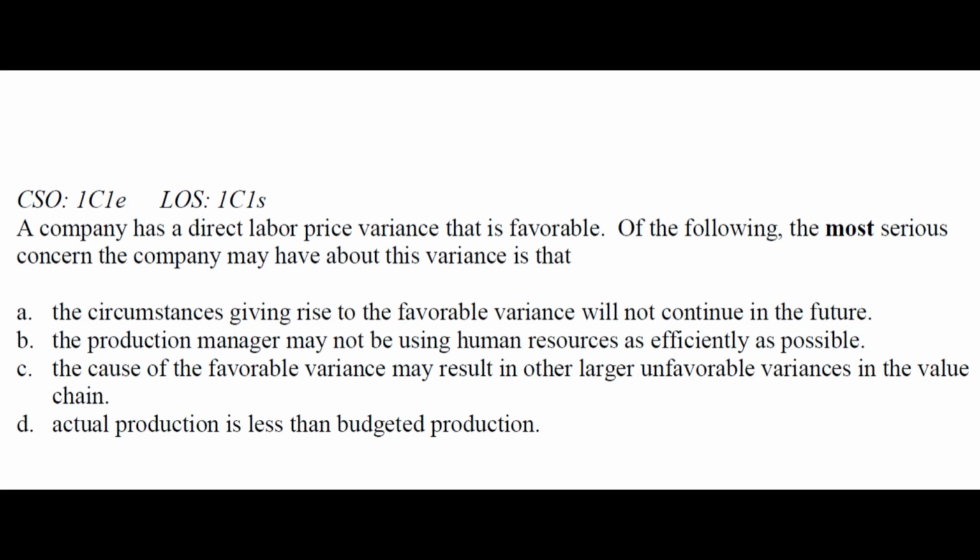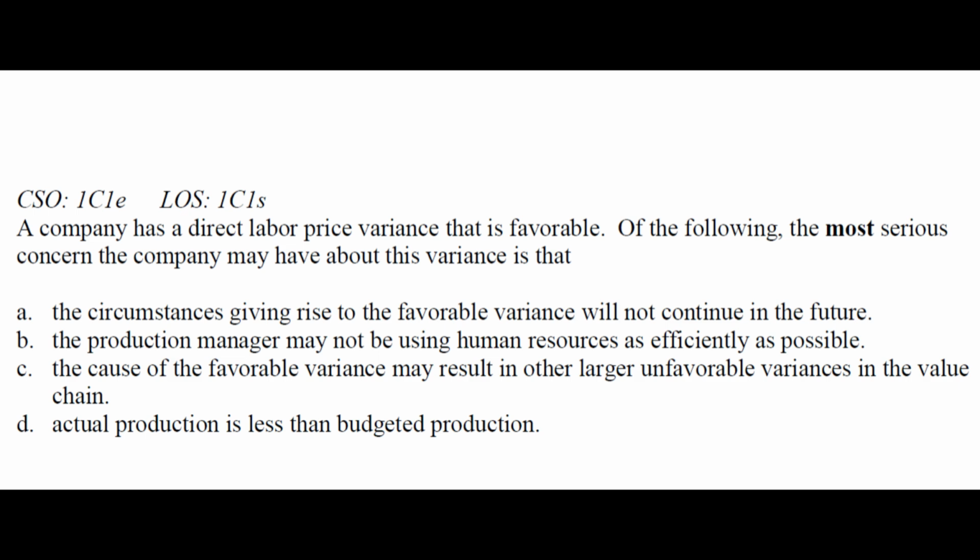This question examines the interpretation of a favorable direct labor price, rate, variance, and the importance of looking beyond the variance itself. The direct labor price variance measures the difference between the actual wage rate paid and the standard wage rate. A favorable labor price variance means that the company paid a lower wage rate than expected. Although this appears beneficial, management accountants emphasize that a favorable variance is not always good.